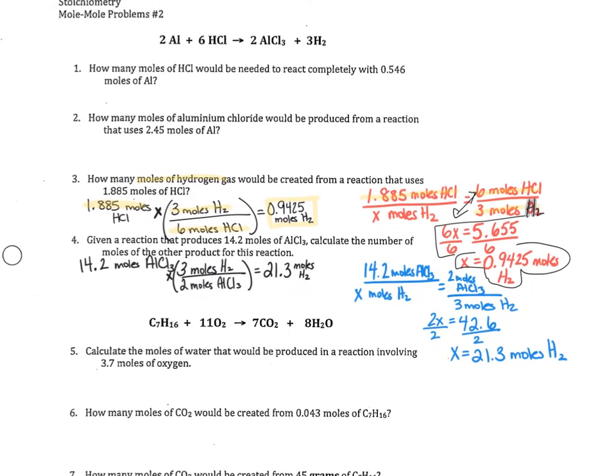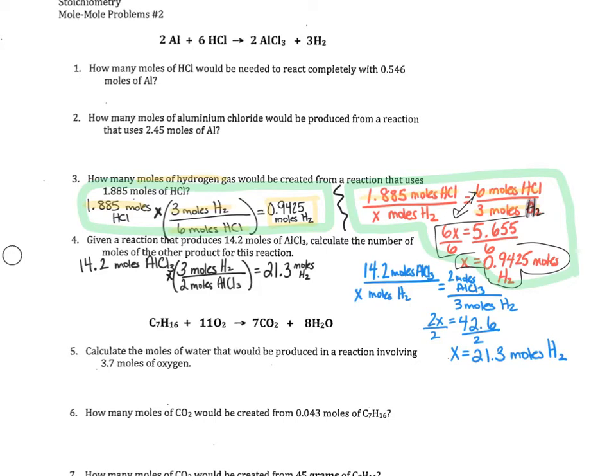So you can see how the two methods here relate to each other and how they're similar and how you get the same answer doing it with multiplying by the conversion factor or setting up the relationship and then cross multiplying to solve for x. I did the same thing on number 4 as well.